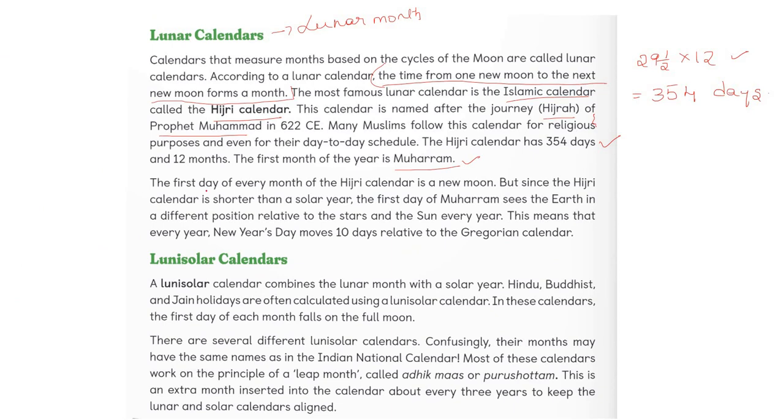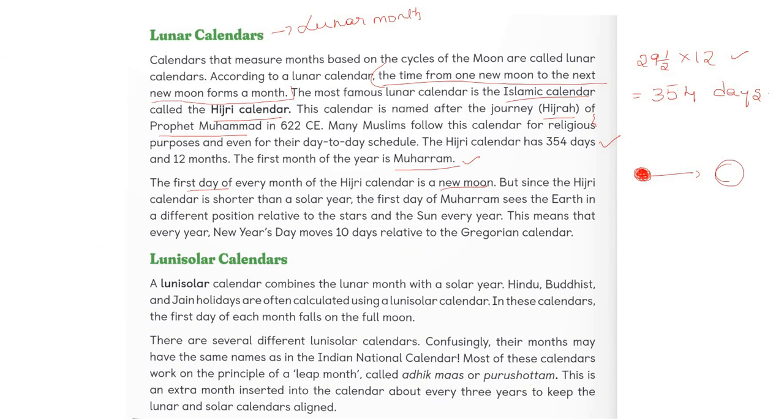And the first day of every month of Hijri calendar is a new moon. The Muslim calendar starts on the new moon day. A new moon day. Islamic calendar first day is new moon, and again it ends with a new moon.